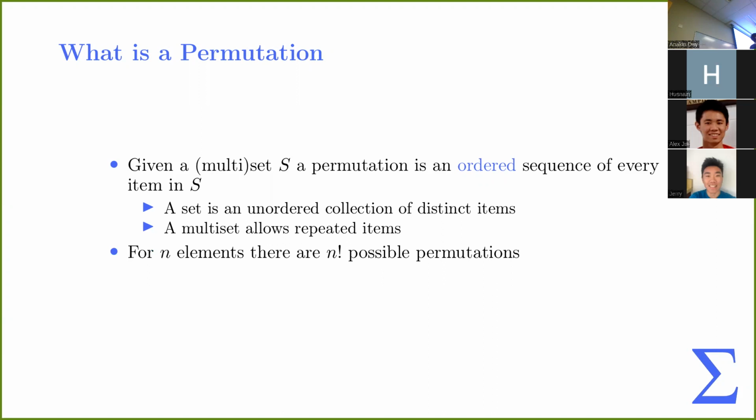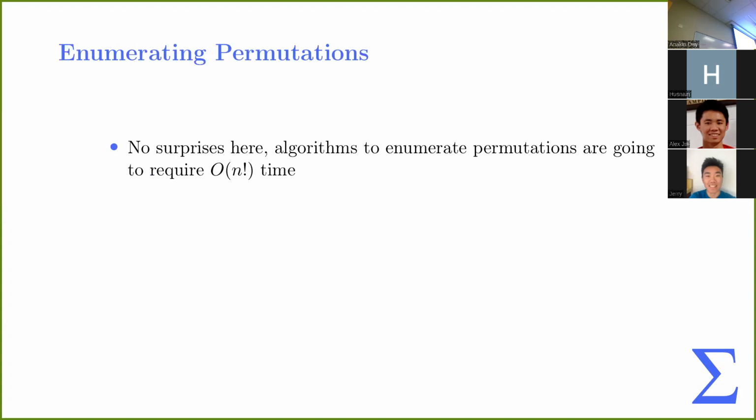So for n elements, there's n factorial possible permutations. If you think about it mechanically, if you want to arrange n items in a line, you have n possible choices for the first item, and then you have n minus 1 possible choices for the second, and so on. So you multiply those possibilities together, and you get n factorial possible permutations of your items. So when we get to enumerating permutations, surprise, there's n factorial things to output.